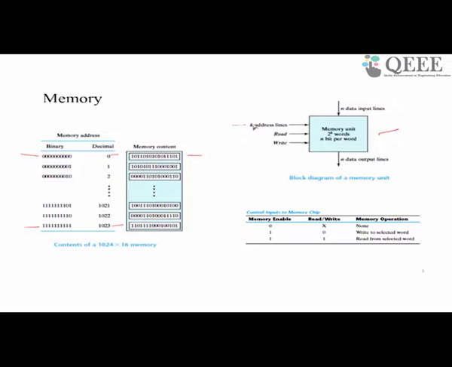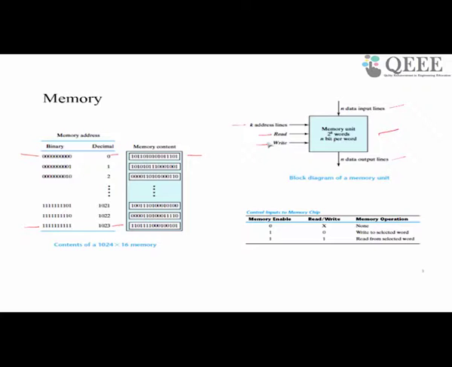Then data can be written into or read from the memory. So we have n data input lines and n data output lines. There are 2 control signals, one is the read, another is the write. So the way we have to make use of this memory module is to provide the k-bit address on the address bus, which is connected to the address port of the memory.